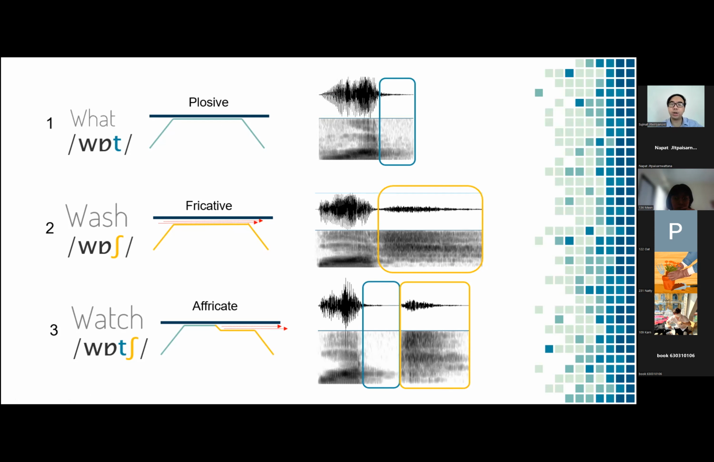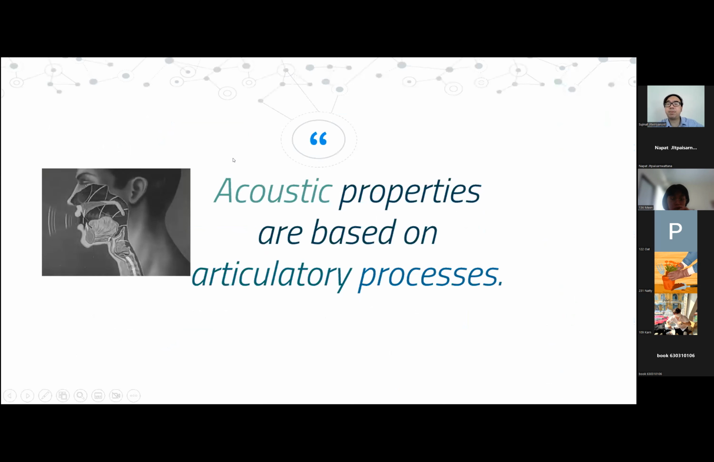And for wash, because the final consonant is a fricative sound, you can see turbulence noises in a higher area. And the last one, as your friend shared with us, watch, is a combination between stop and fricative. So for the speech signal, you can see 2 patterns of the sound wave. The first one is the silence, and the second one is the noises or turbulence. So acoustic properties are based on articulatory processes.